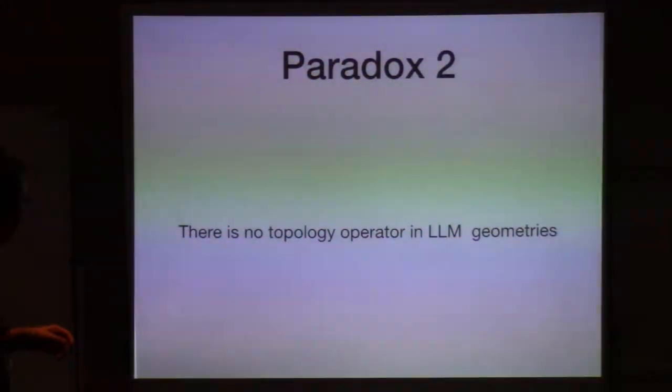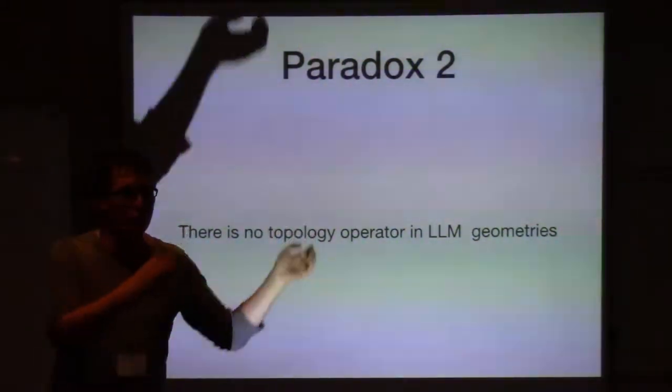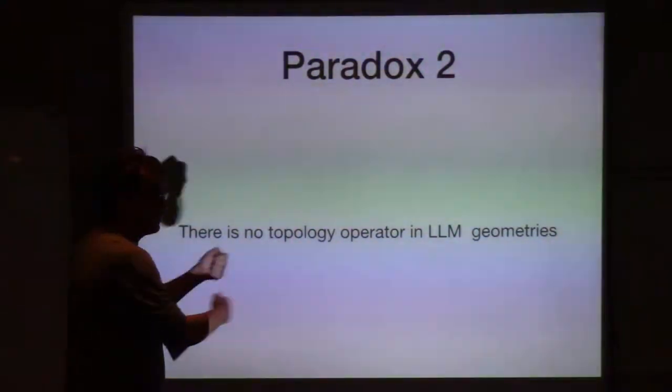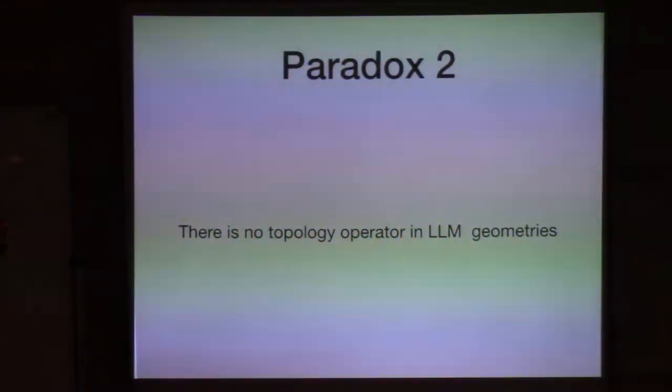Okay, so I'm going to give you a second paradox, which is that there is no topology operator in LLM geometry. We saw LLM geometries yesterday, and I told you that different topologies of these droplets give different topologies of space-time. So one of the questions you can ask is, can I write an operator that measures the topology of these droplets and that classifies the states according to the topology, so that states of the same topology are eigenstates of the topology operator with different eigenvalues if they have different topologies? So this is the idea of what is an operator.